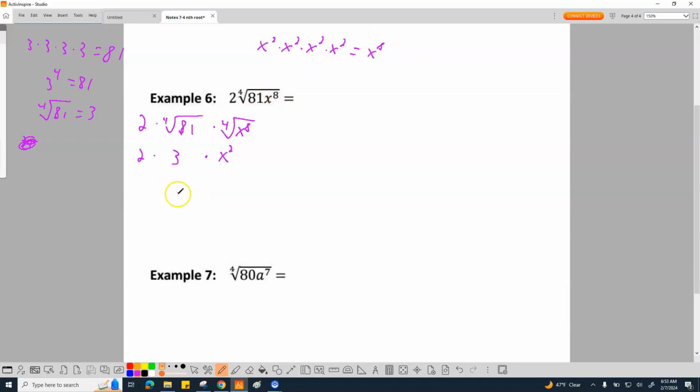Now, have we simplified everything? We have. So let's shove it together. 2 times 3 is 6. And x squared goes right next to it. And we're good. Now I'm going to do example 7 in a different video.